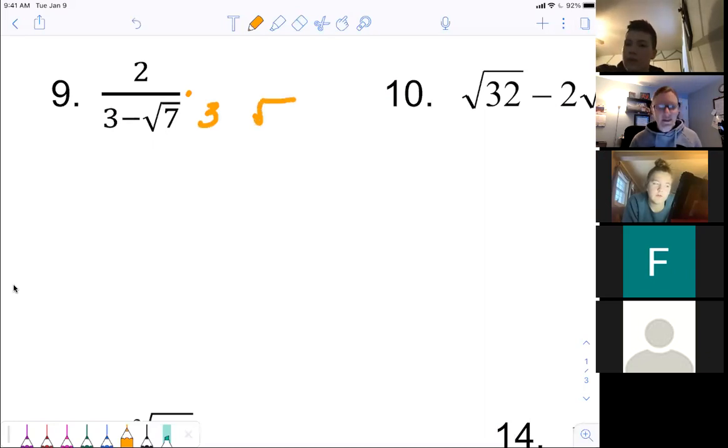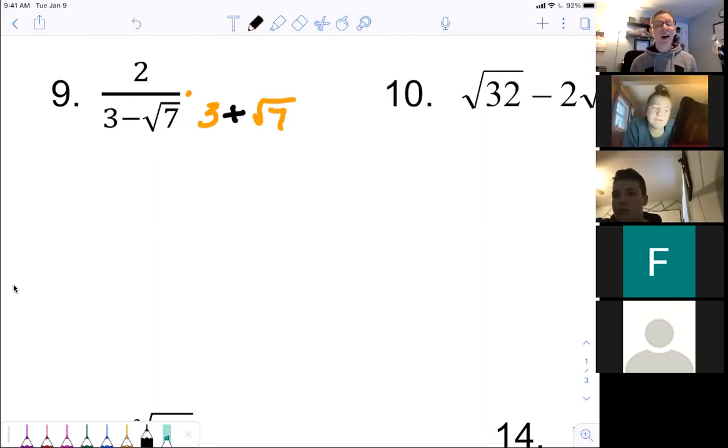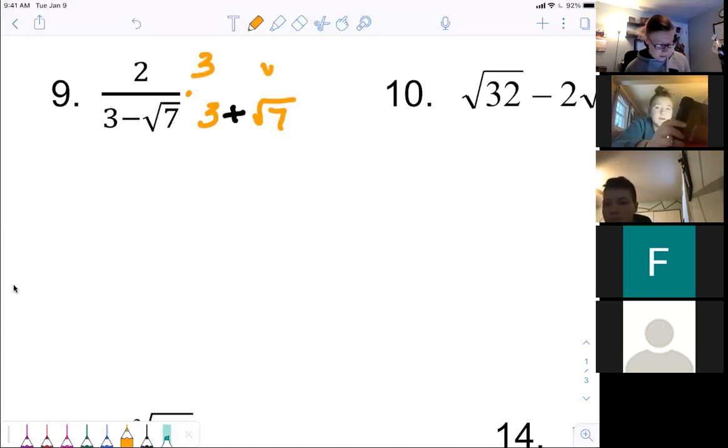It is 3 and radical 7, but plus instead of a minus. What goes in the middle of there? It's a plus sign. There we go. So we need to multiply it by its opposite, and that's called the conjugate. So we're multiplying it by its conjugate, not just the radical 7, because there's other terms in the denominator. So we multiply by 3 plus the square root of 7.